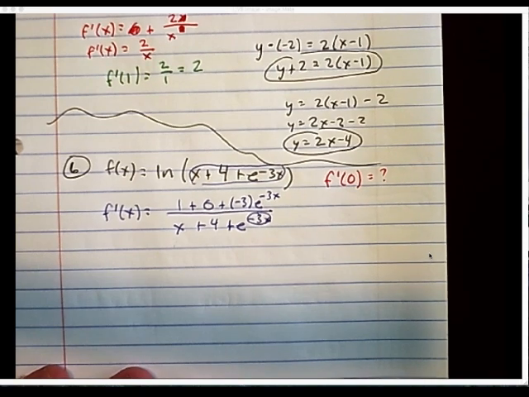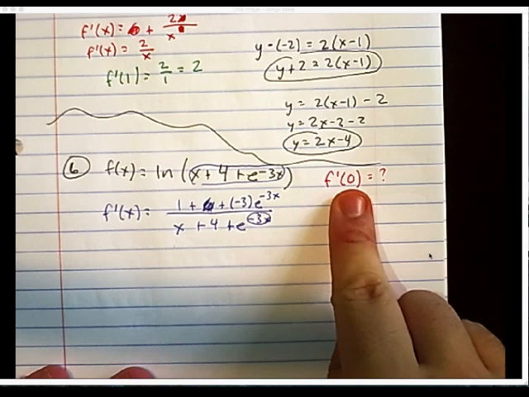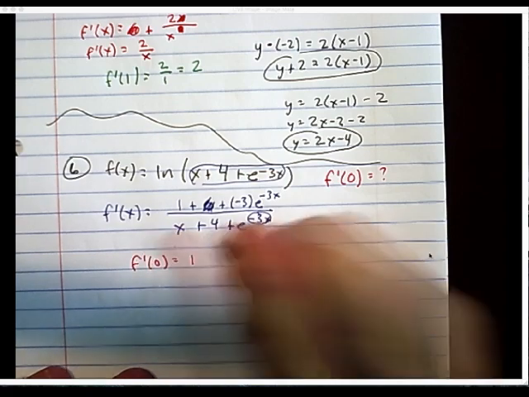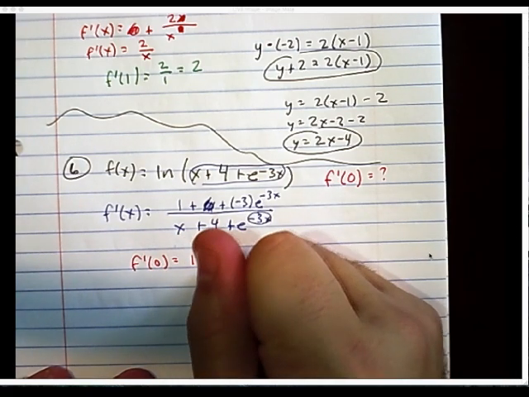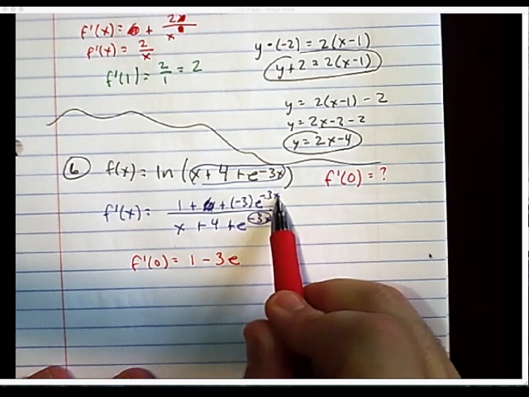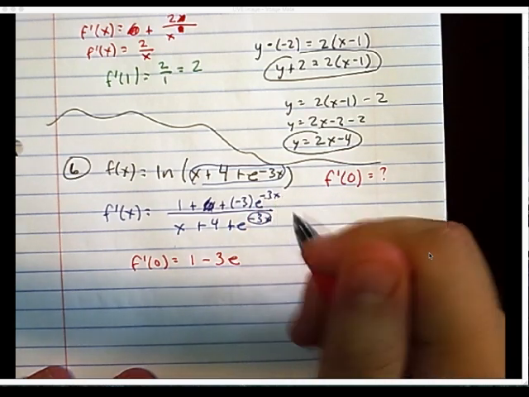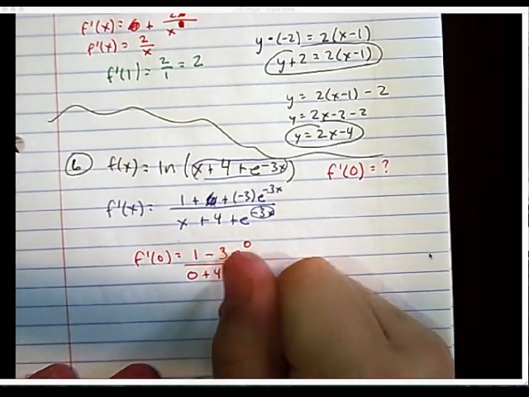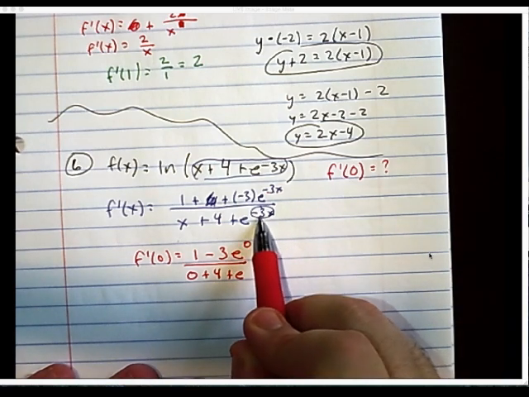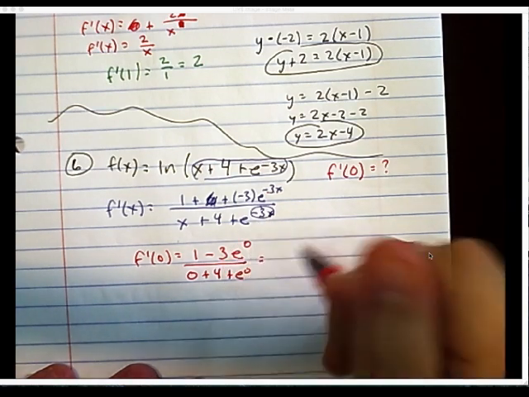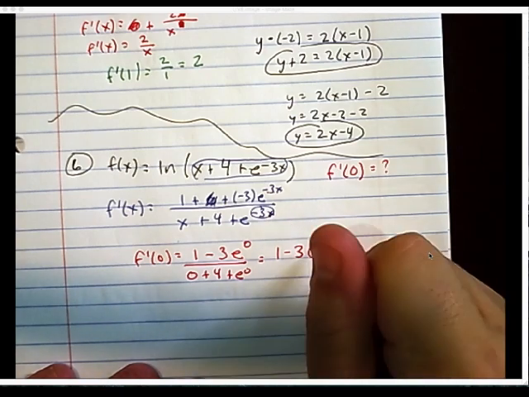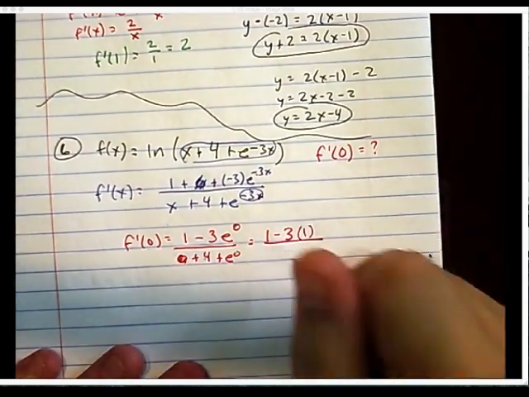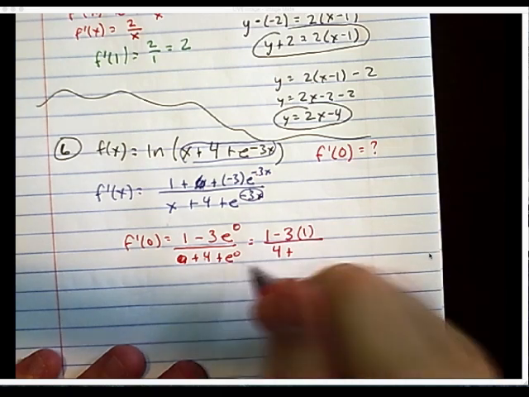Now you could simplify this if you want, but really all my goal is to find f prime of 0. So to find f prime of 0, everywhere I see an x, I'm just going to plug in 0. So 1 plus a -3 is -3. e to the -3 times 0 is still 0, over 0 plus 4 plus e to the, if I plug in 0 there, -3 times 0 is 0. What is e to the 0? It's 1. 0 plus 4 is 4, plus e to the 0 again is 1.